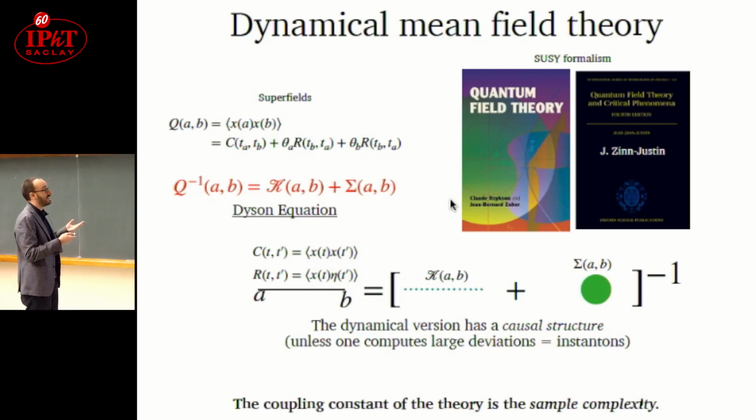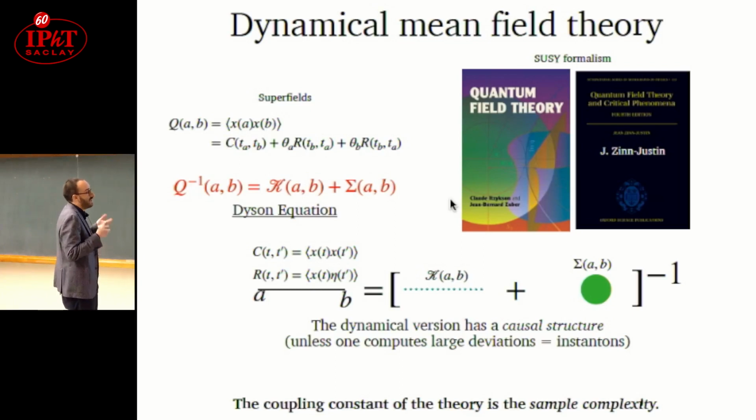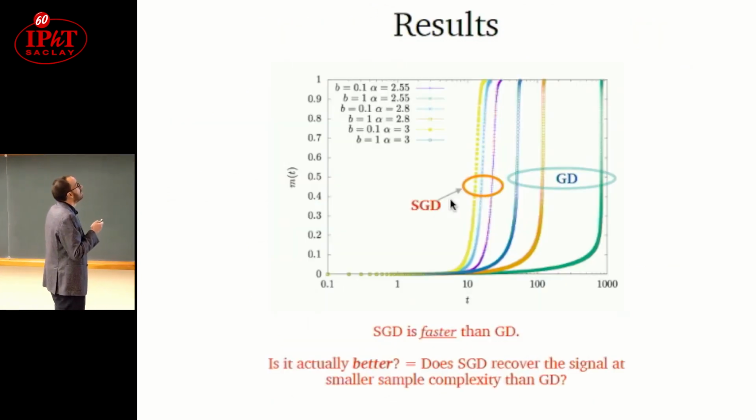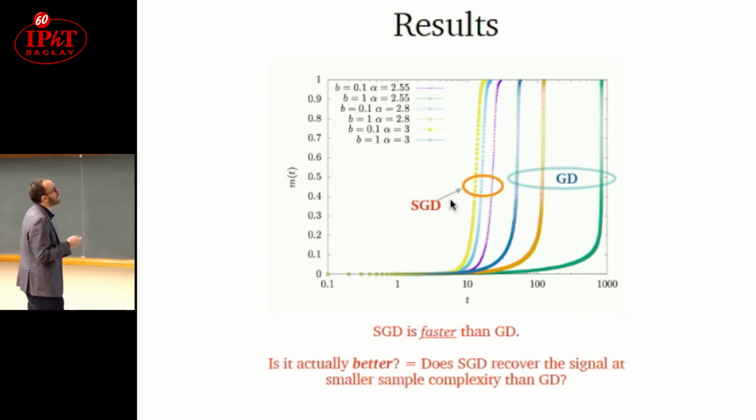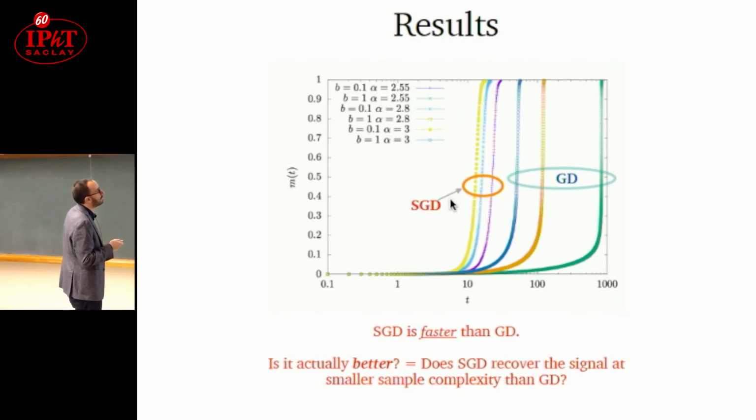And of course, it doesn't make any sense to consider the small coupling constant limit because we would like to have many data points. So we need to really solve this equation numerically. And OK, so this is the result. This is the magnetization as a function of time for two algorithms. One is stochastic gradient descent with batch size b equal to 0.1, and the other one is gradient descent.